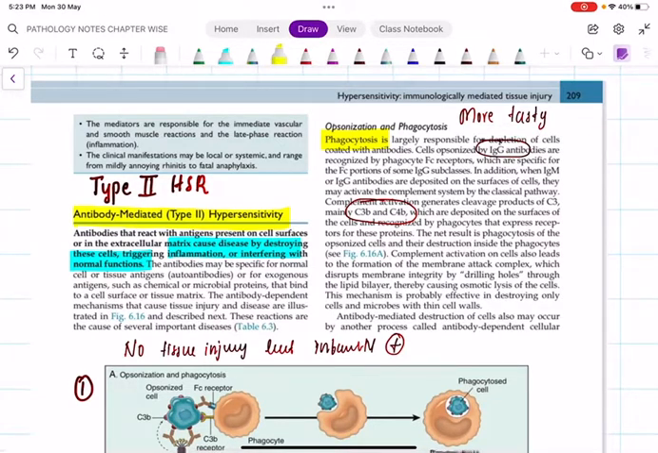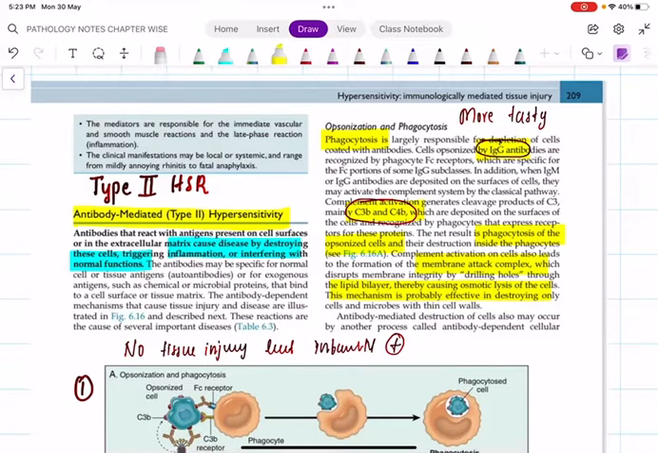Remember 2 points: IgG antibodies, C3b, C4b complements are responsible. They are the classical opsonins. Finally, phagocytosis of the opsonized cell occurs. Fine? Or if there is complement activation, what will happen? You know MAC, I have told you, membrane attack complex. How is this membrane attack complex going to destroy the antigen? It will drill the membranes, the lipid bilayer. It causes osmotic lysis of the cell.